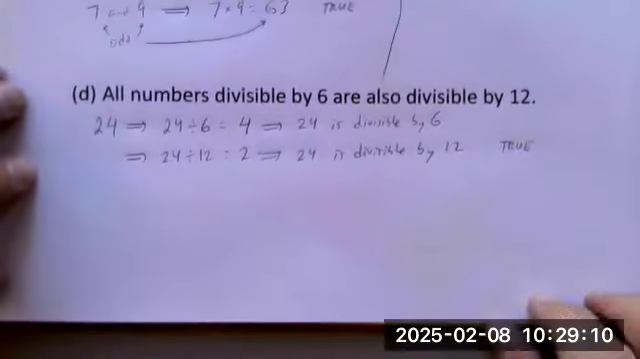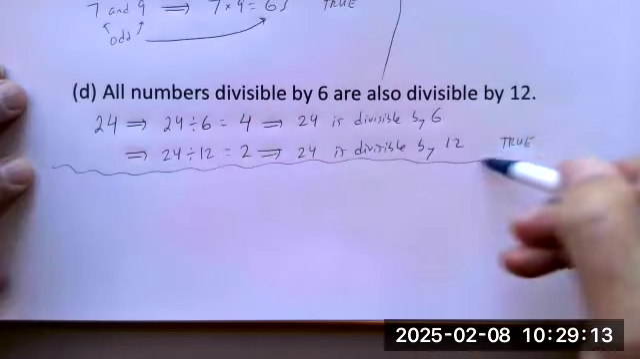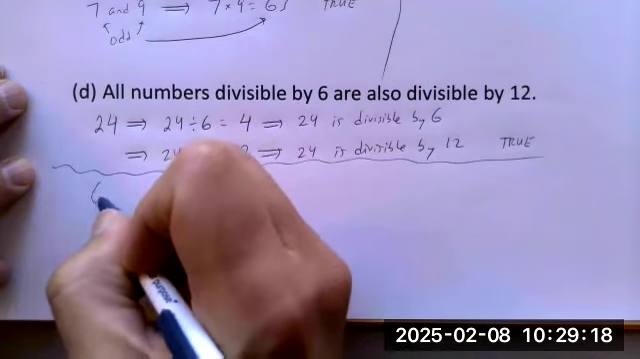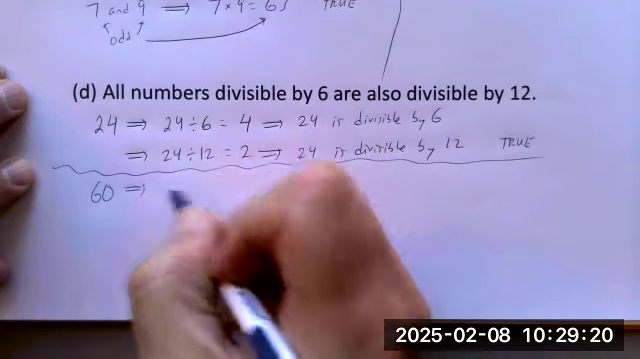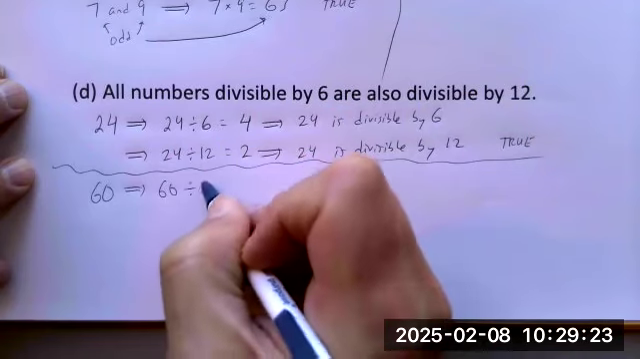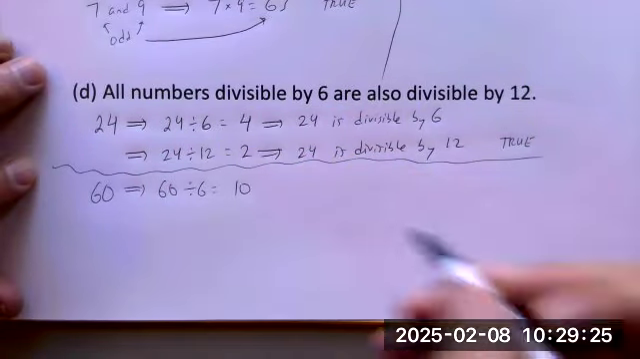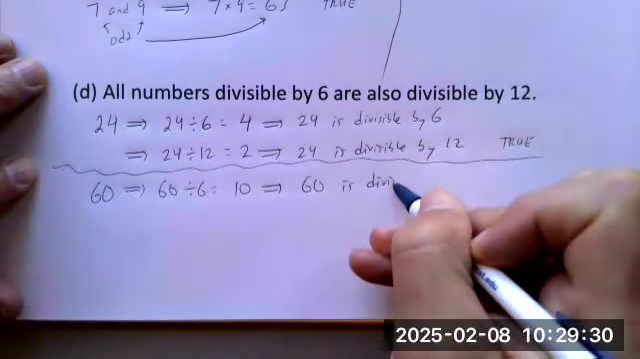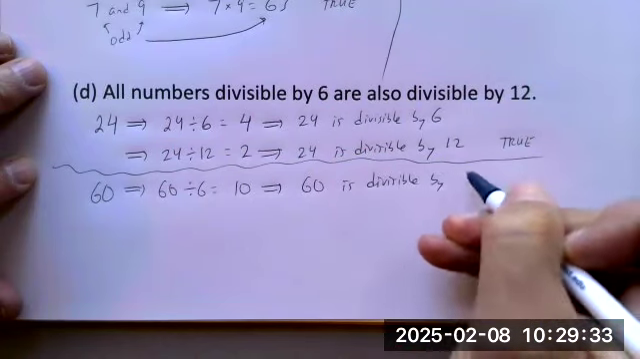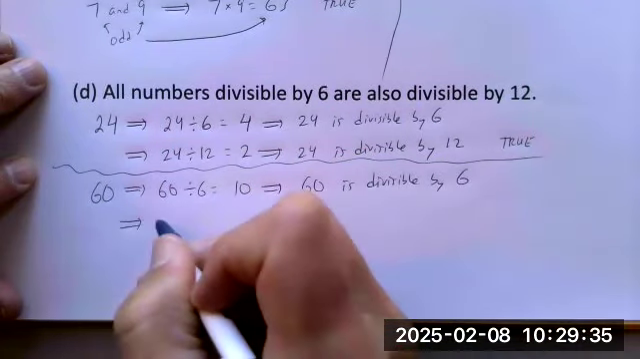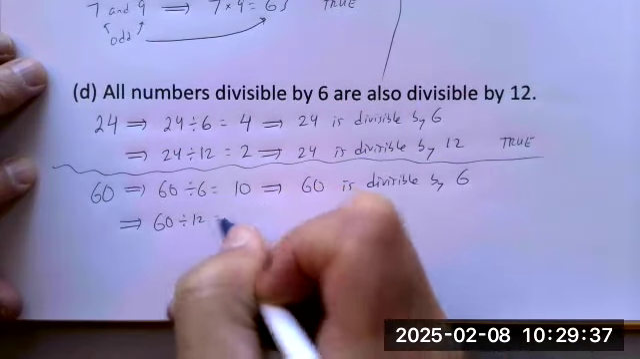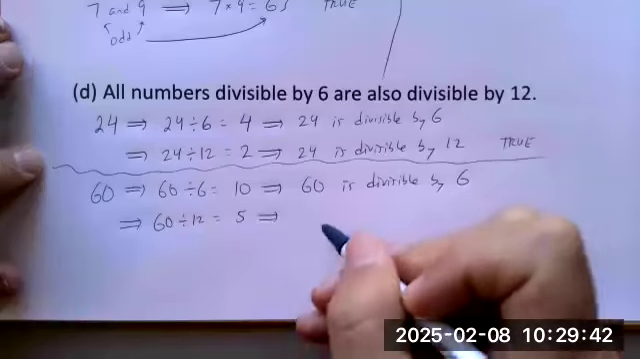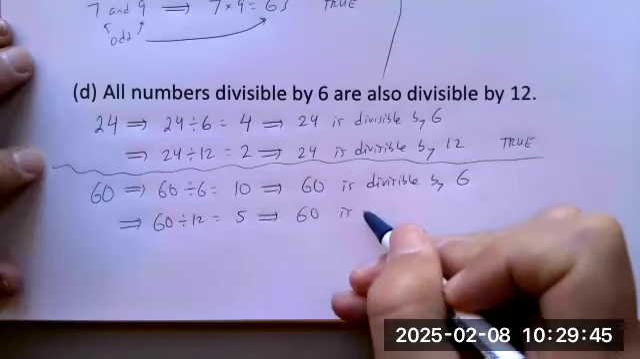Try another one. Let's try, say, 60. 60 is definitely divisible by 6, right? Because if I take 60 and divide it by 6, I get a nice whole number answer. That's what we mean when we say divisible by 6. Is 60 divisible by 12? I think it is, actually. 60 divided by 12 also gives me a nice whole number answer. So 60 is divisible by 12.